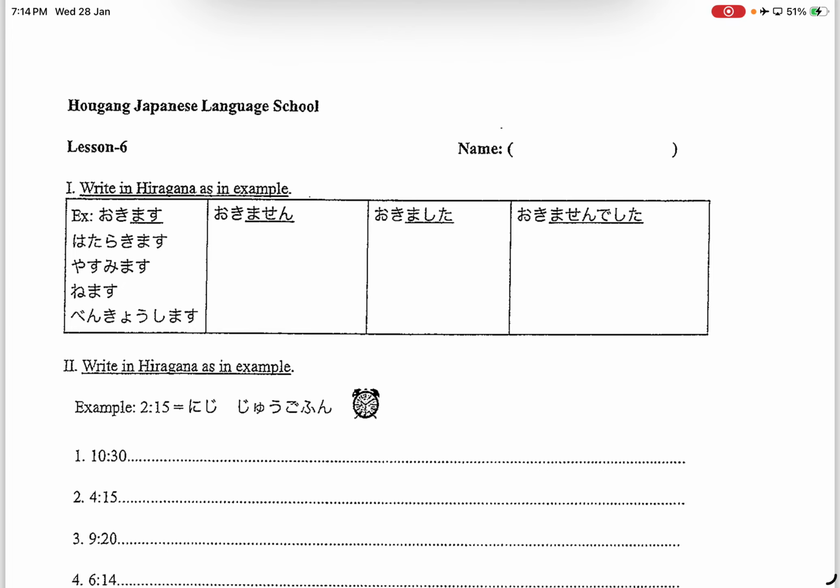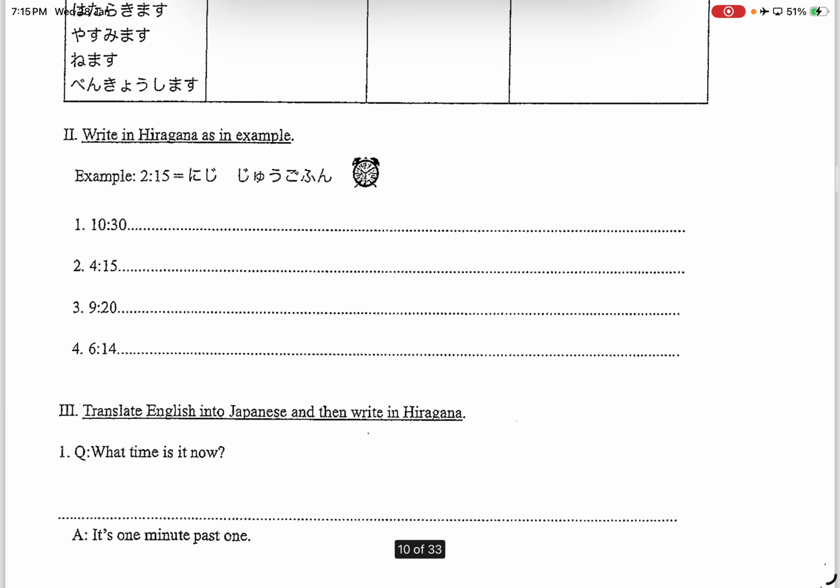Then the last one, benkyou shimasu. Benkyou shimasen. Shimashita. Right, we don't change anything. We only change the mas. Throw away the mas, put in the masen deshita. Don't need to change anything. Okay, very nice. Number 2, write in hiragana as example.